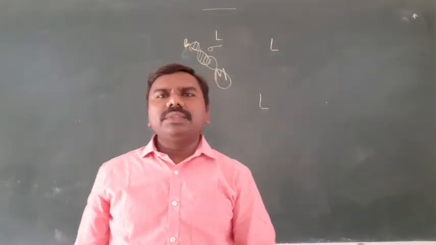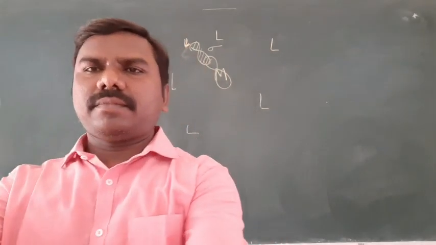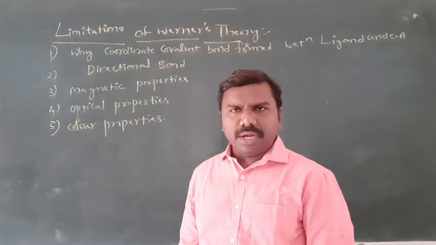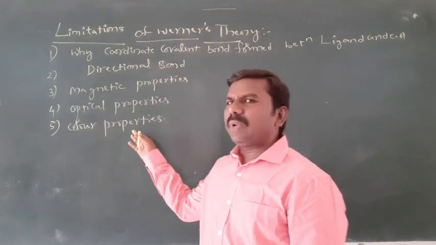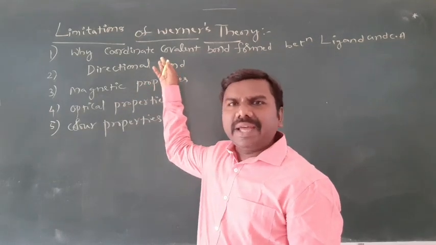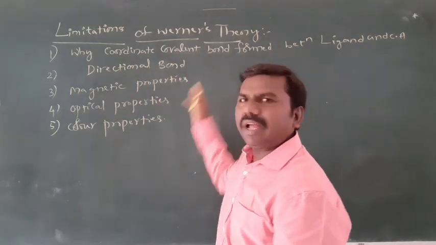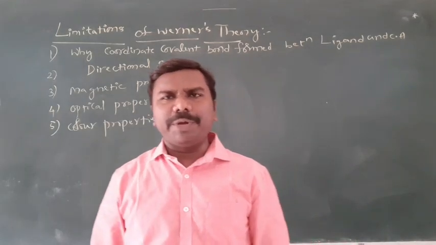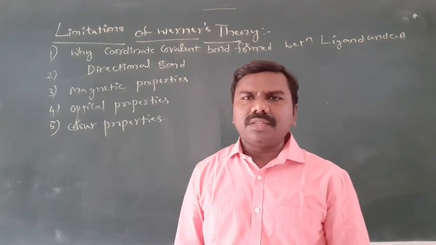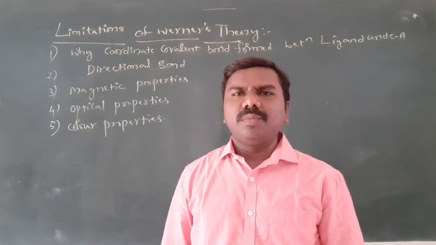Before entering into these points, we will write the drawbacks of Werner's theory. Students, I have written the drawbacks in Werner's theory of complex compounds. It does not explain the color properties, optical properties, magnetic properties, and the directional nature of the bond between the metal and ligand, and why the coordinate covalent bond is formed between the metal and ligand. These are the properties not explained by Werner's theory. To overcome these drawbacks, we have to study valence bond theory.